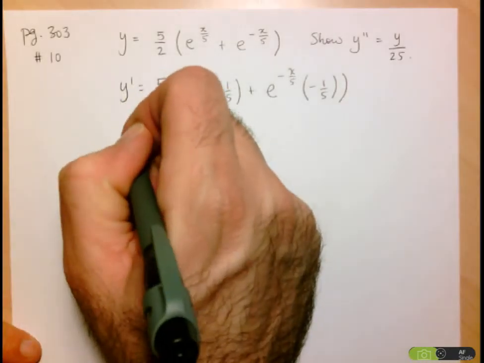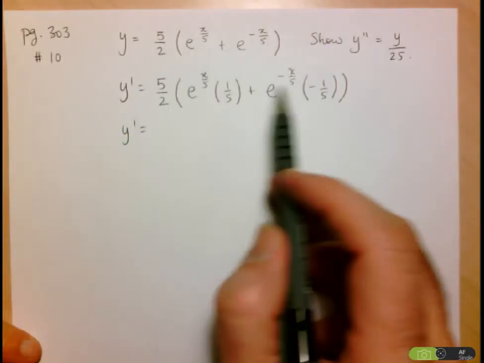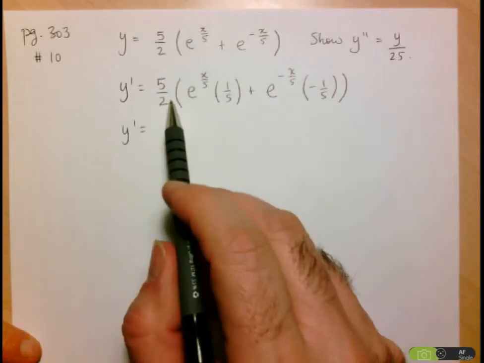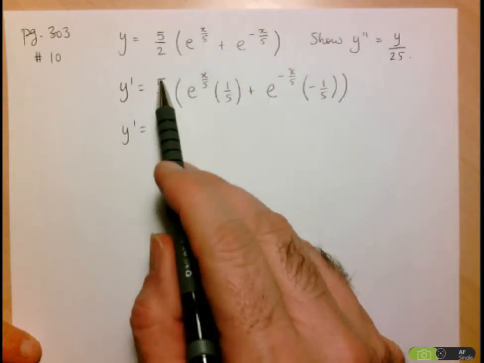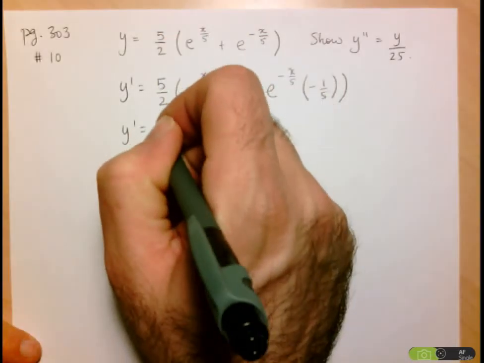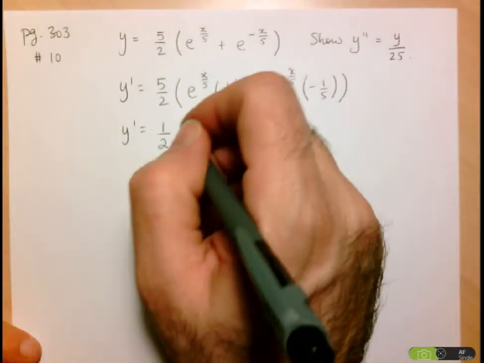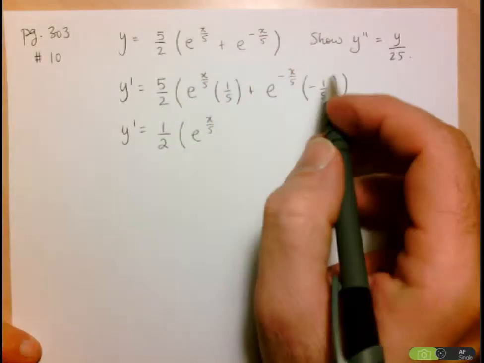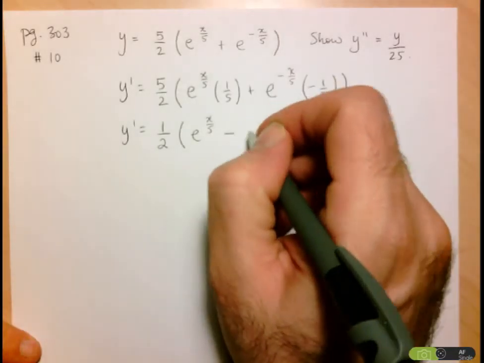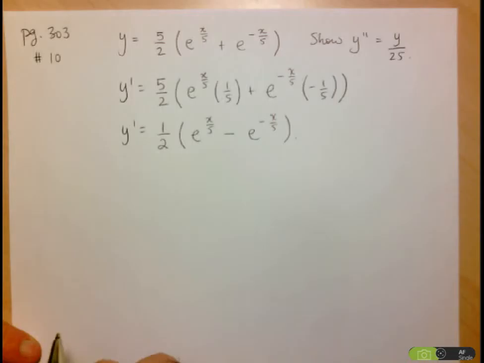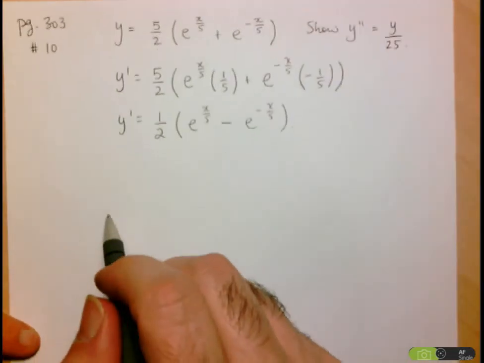Okay, so here there's a common factor of 1/5. So when I bring it out, the 5 in the denominator will cancel out with the 5 in the numerator. So I'm just left with my coefficient of 1/2, and in the bracket I'm left with e to the x over 5, and here, because of the negative, minus e to the negative x over 5. Okay, so that's as simple as I can get it.